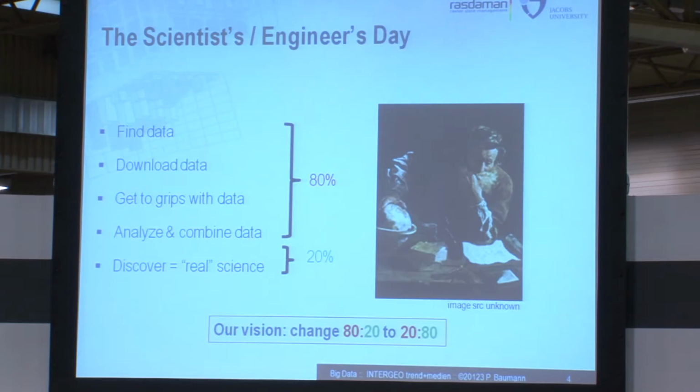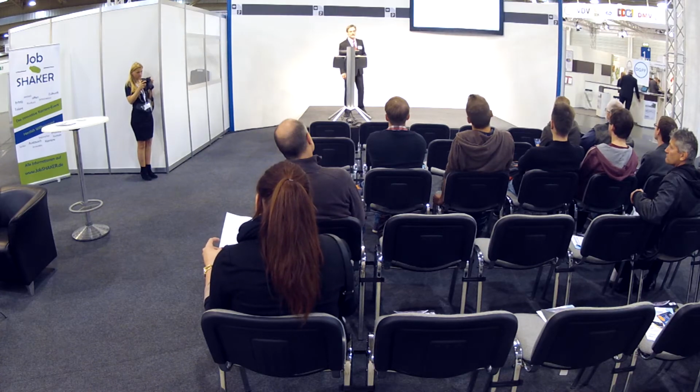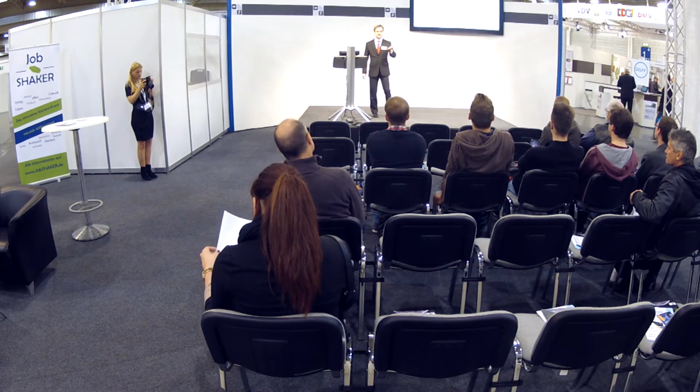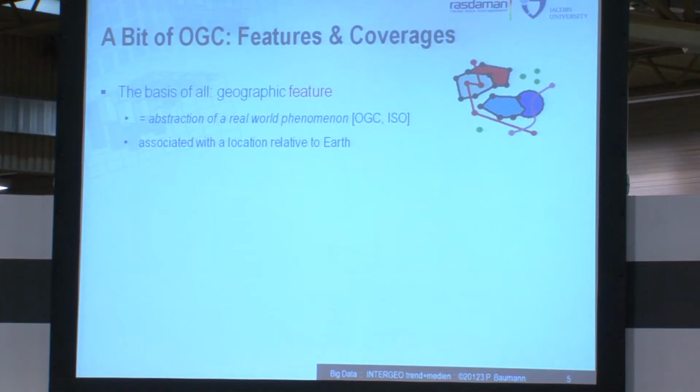So this 80-20 ratio is something that we would like to turn around. What if you have just 20% of time to do all those data preparation and you can use 80% for what you really want to do? That is something that should be achieved. Now, we are living here in GeoWorld, and there we find the OGC standards of the Open Geospatial Consortium.